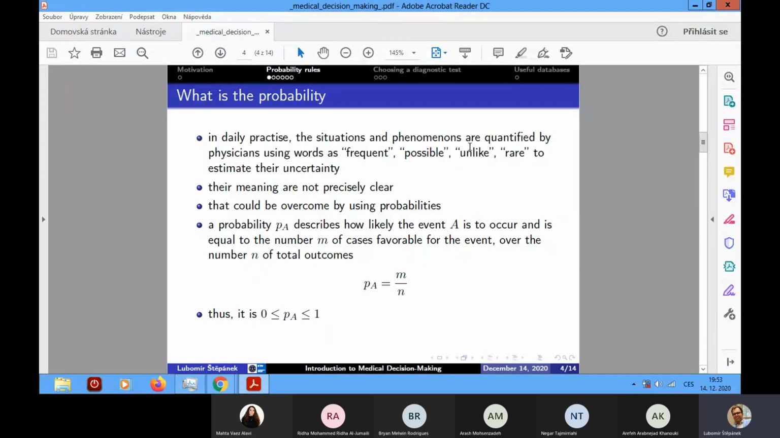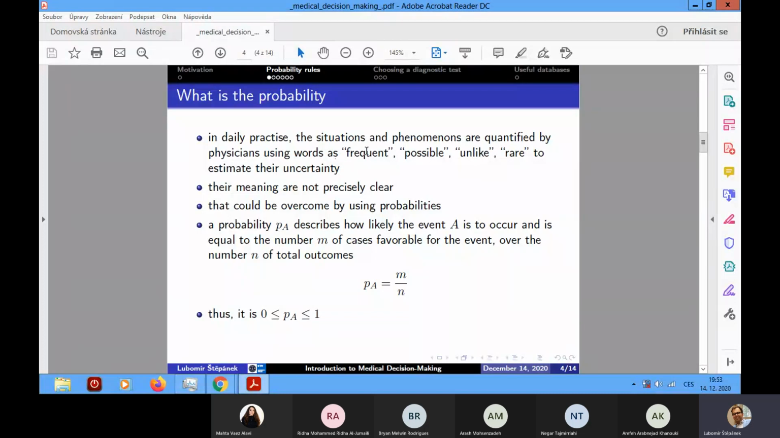Okay, so in daily practice, physicians usually use words like frequent, possible, unlikely, or rare. They use them to quantify, for example, phenomena or symptoms they deal with. And these words, based on common English, are simply here to estimate the level of uncertainty.